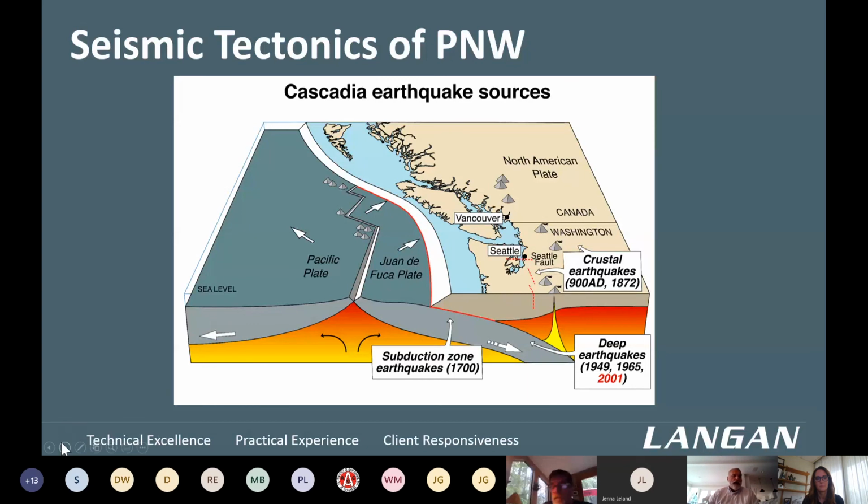And then we also, in the Seattle area, have the Seattle fault, which is a shallow crustal type of earthquake. The way the ground shakes is also different for those crustal or shallower earthquakes. So we quantify all of that when we do site-specific determination of ground shaking for the Pacific Northwest.